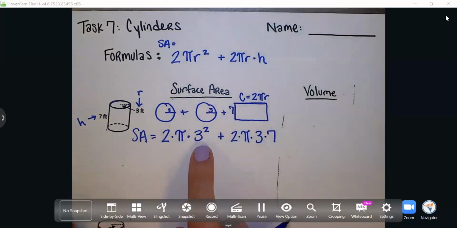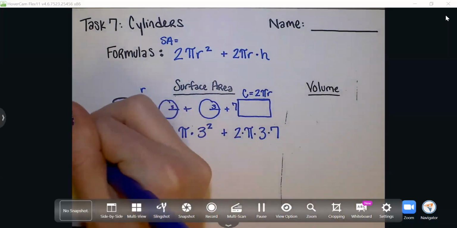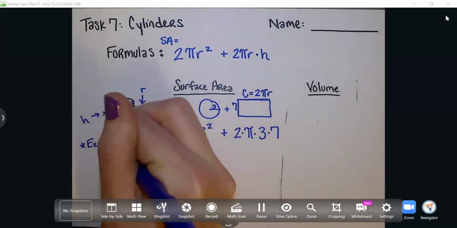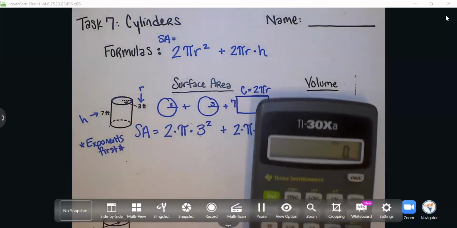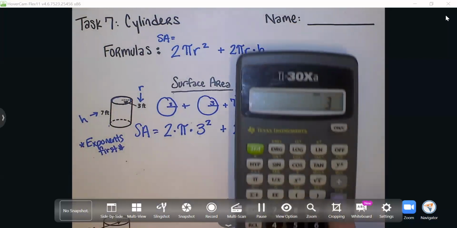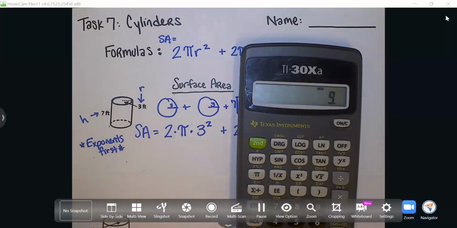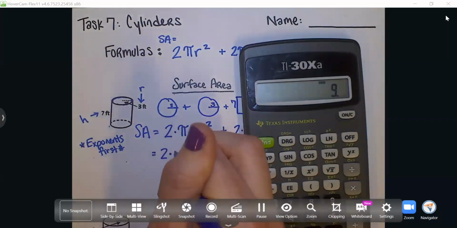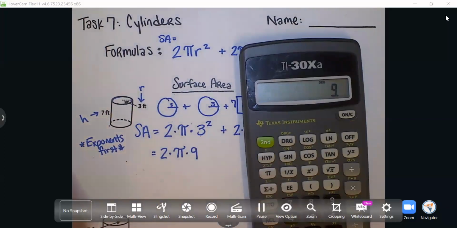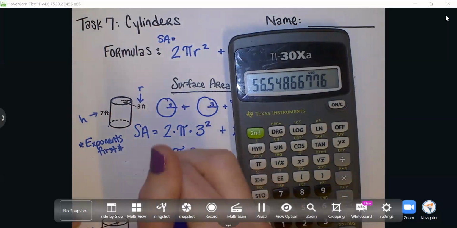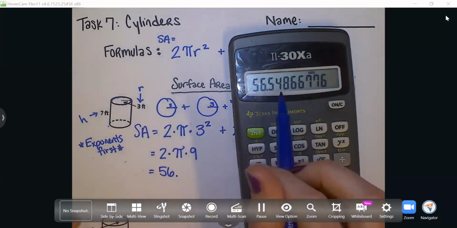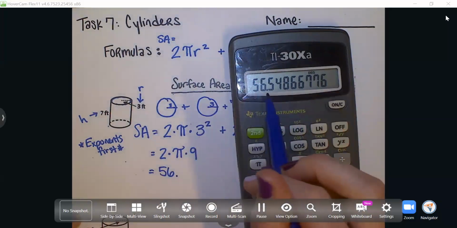2 times pi times 3 squared. With this, I want to do exponents first. Exponents first. So 3 squared is the same thing as 3 times 3, which is 9, right? So really, I have 2 times pi times 9, and I will type that into my calculator. 2 times pi times 9, and press equals, and I will get 56.548. That 8 is going to make my 4 round up. I want 2 decimal places. So 56.55.